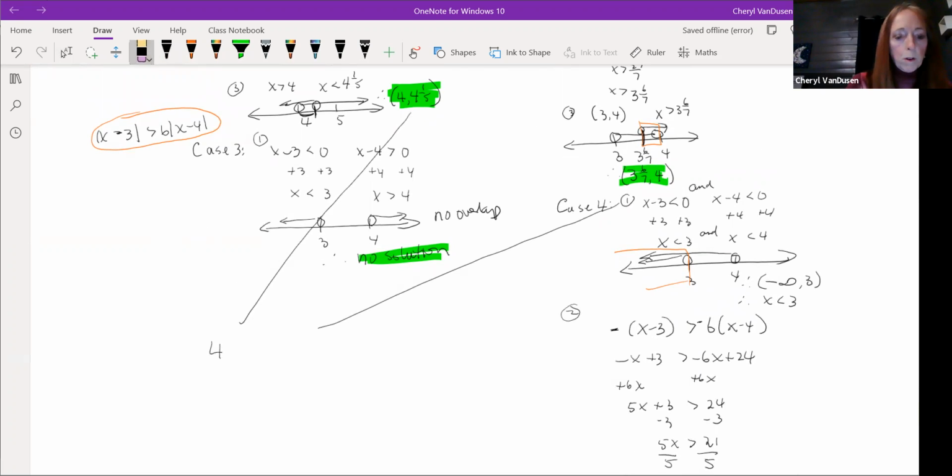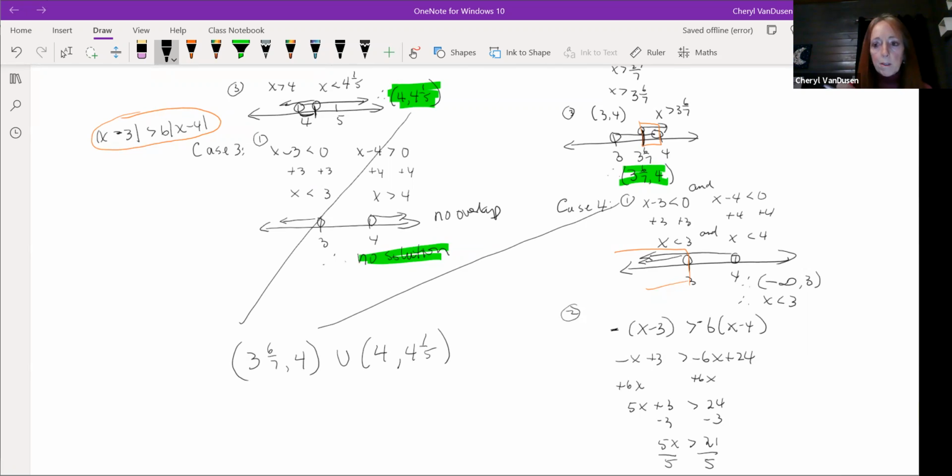We're going to start with the smaller one. So we're going to start with 3 6/7, comma 4, union 4, comma 4 1/5. And we can't really combine it any further than that because the 4s are not included. So it's from 3 6/7 to 4, and then kind of a little gap, and then from 4 to 4 1/5. Basically, 4 is not included.